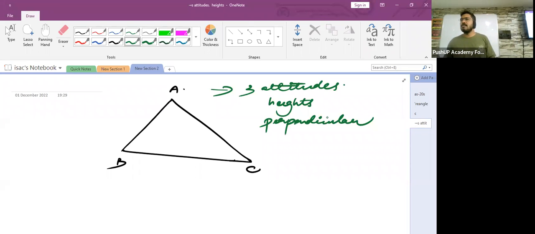Noted it? This side, Laura, Ayan, noted. Online students noted it. Three different altitudes. Now you are a little anxious to know how come one triangle can have three different altitudes.